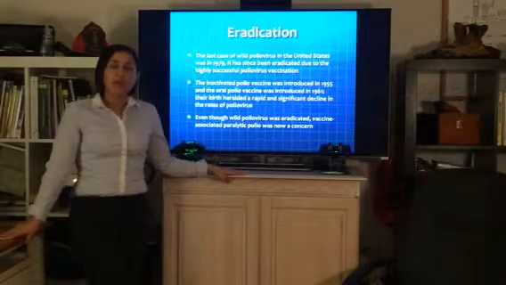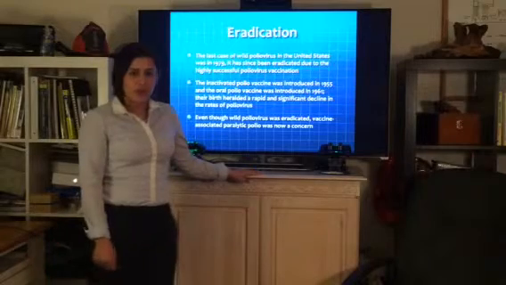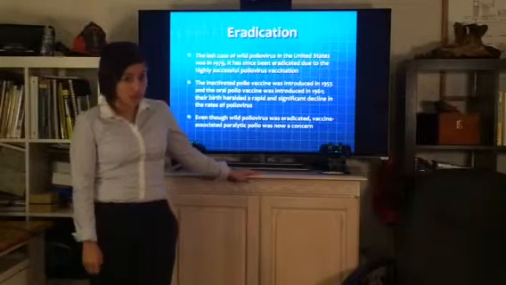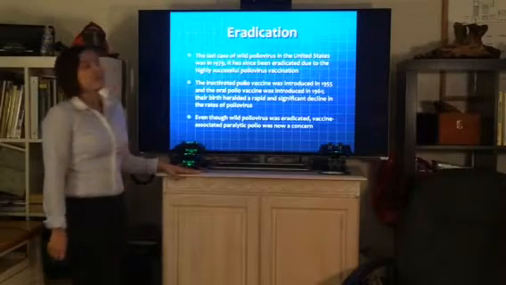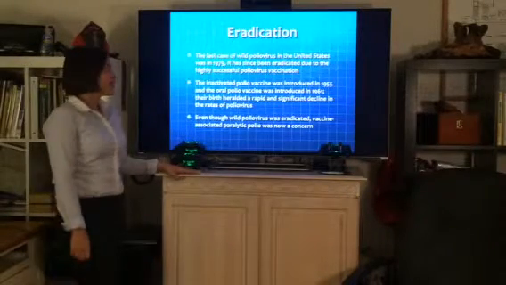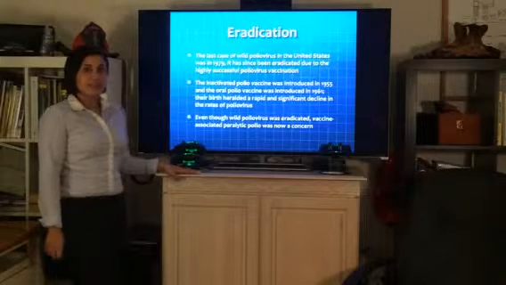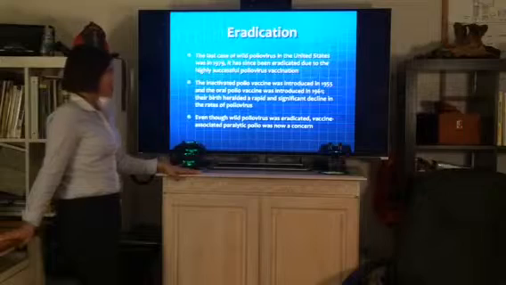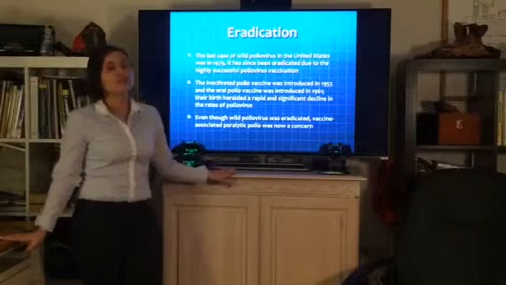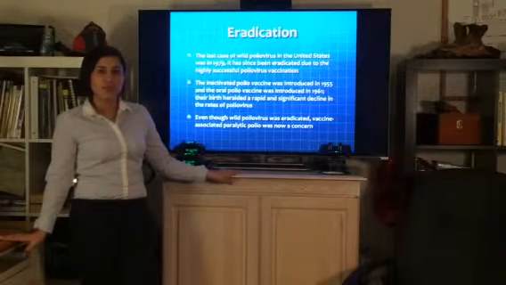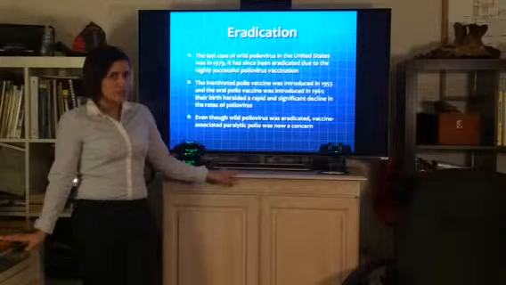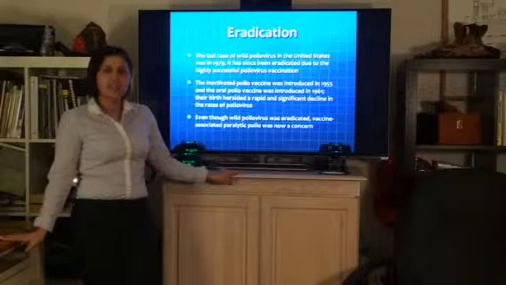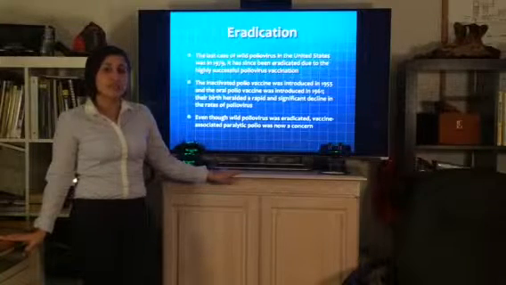Most people may be familiar with the poliovirus due to the case which left FDR wheelchair bound. Now, the last case of wild poliovirus in the United States was in 1979 and has since been eradicated due to the use of IPV. The inactive polio vaccine was introduced in 1955, while the oral version of the vaccine was introduced in 1961. Both helped significantly decline the instances of the disease worldwide.